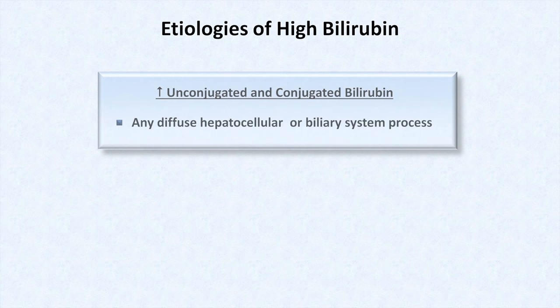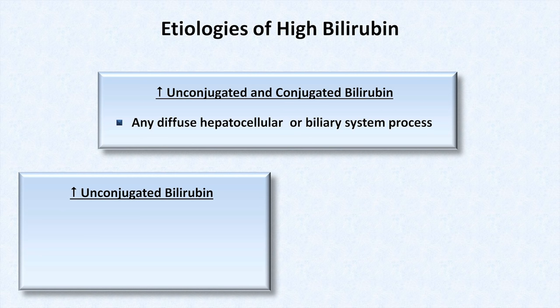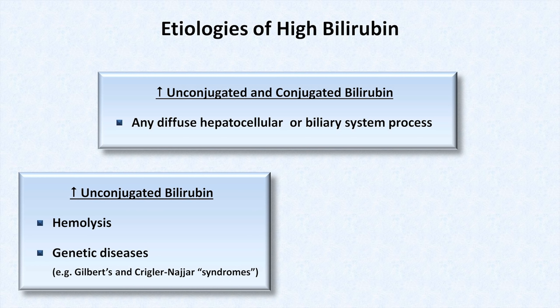The etiologies of an elevated bilirubin depend greatly on which type of bilirubin is elevated. If both unconjugated and conjugated bilirubin is elevated, it is consistent with any diffuse hepatocellular or biliary process. An isolated increase of unconjugated bilirubin suggests either hemolysis or one of two genetic diseases, Gilbert's and Crigler-Najjar syndromes, in which there are problems with the conjugation step in bilirubin metabolism.